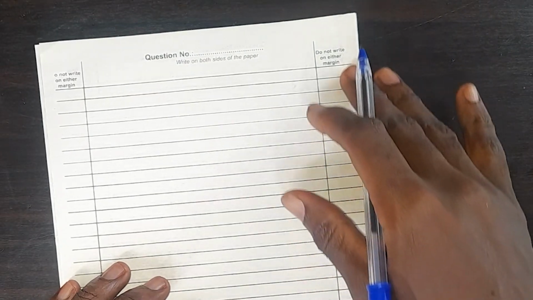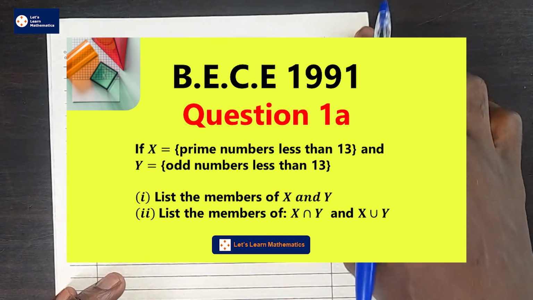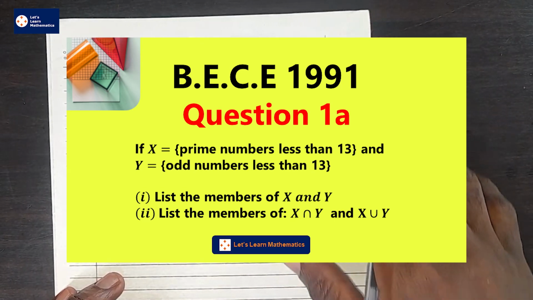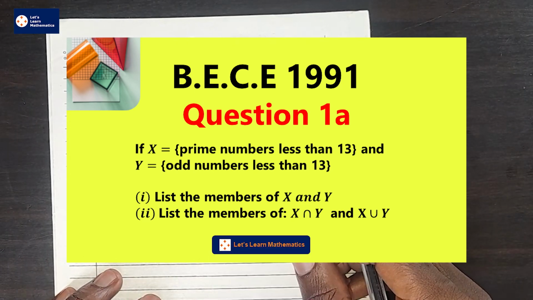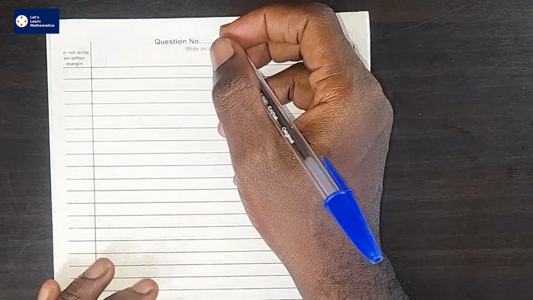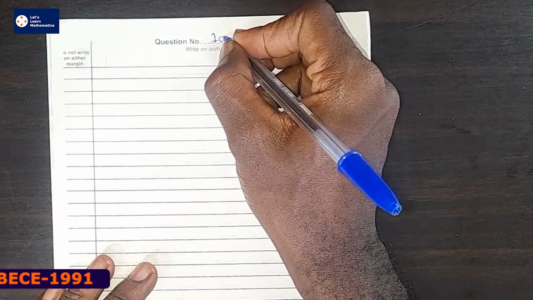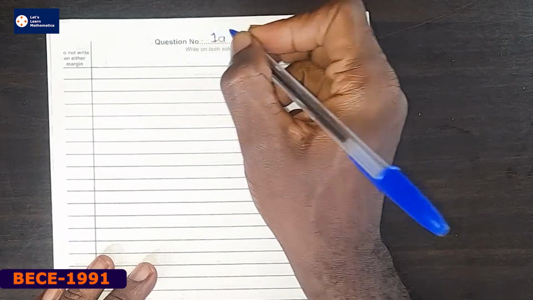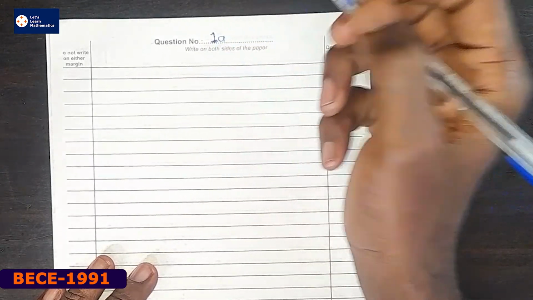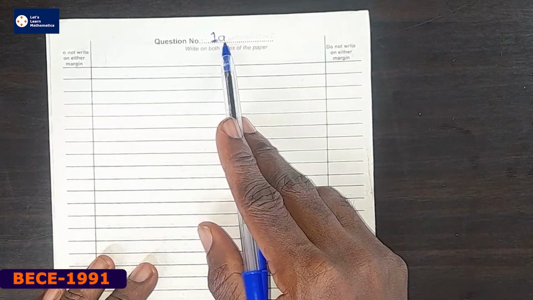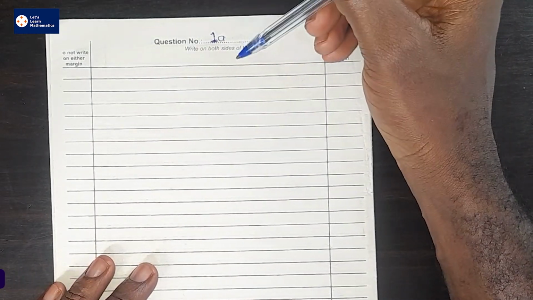Alright, so we have learned that the first thing we always have to do is to know how to number our work well. This is question 1A. So when I'm numbering, I can write my 1A at the top here. When you enter the BECE examination hall and you are starting your question, make sure you are always numbering your work well.